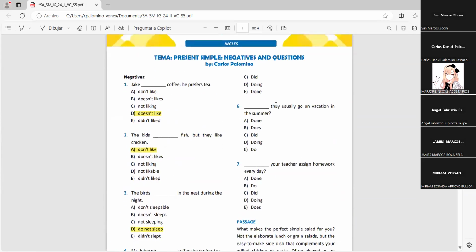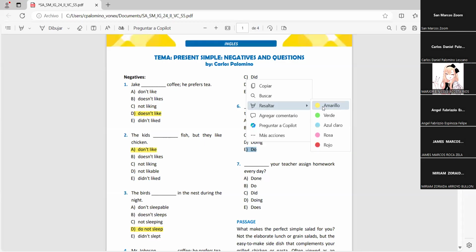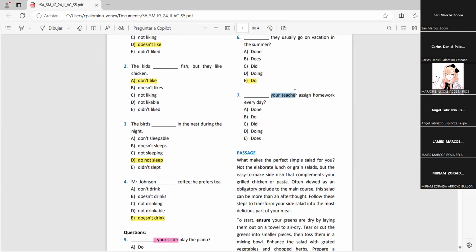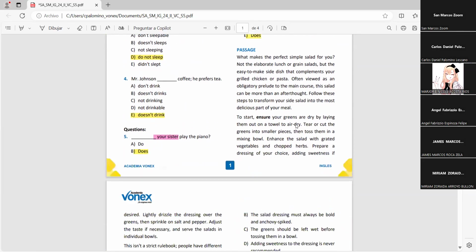Number 6. They usually go on vacation in the summer. La clave sería la D. Do they usually go on vacation in the summer? And the last one. Once again, your teacher. I'm talking about him or her. Estoy hablando acerca de él o ella. Por él sería does. Does your teacher assign homework every day?